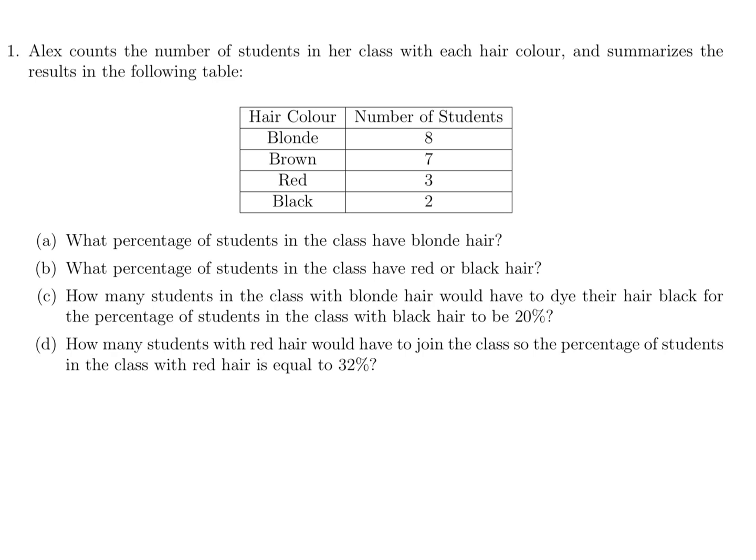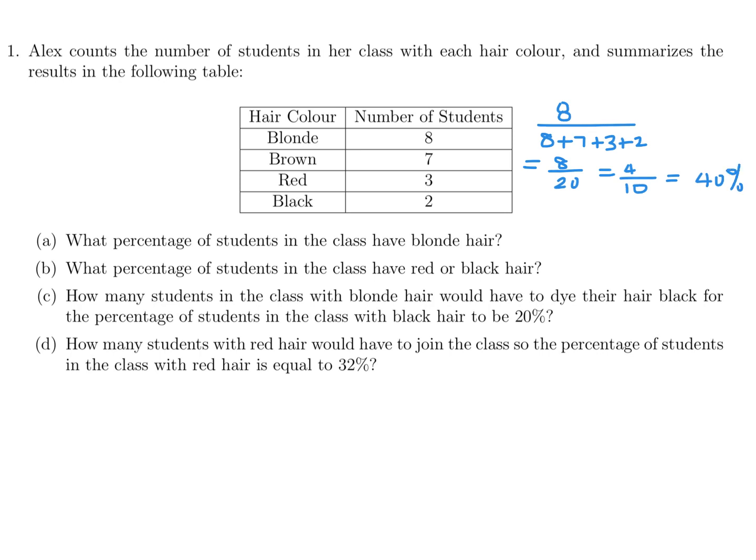Well, that would basically be the number of students that have blonde hair divided by the total number of students, which is 8 plus 7 plus 3 plus 2. And that is 8 over 20. And as a percentage, that's 4 over 10. Well, that would be 40%.